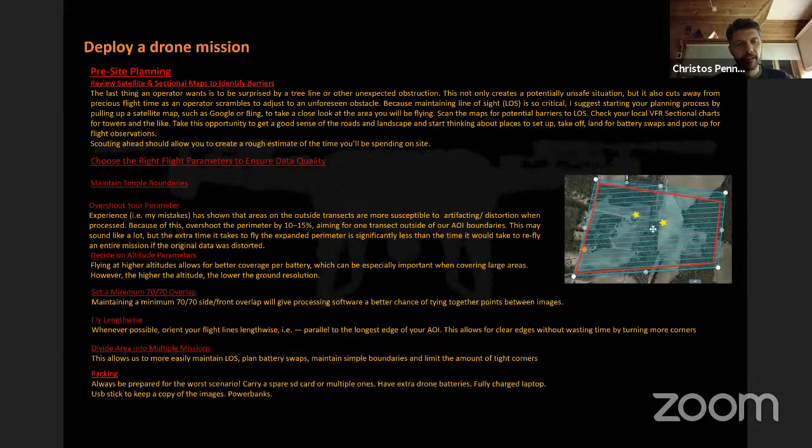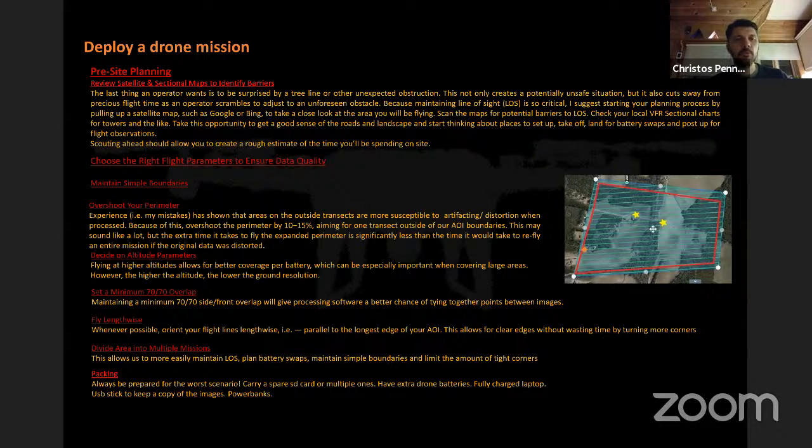We should divide the area into multiple missions. That will also be the case if the area is big, because like that we can have better control of the batteries and of how many turns we need to make with the drone, etc.